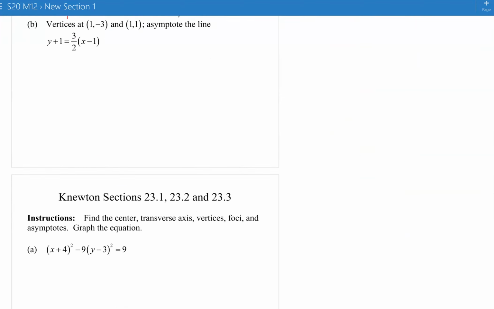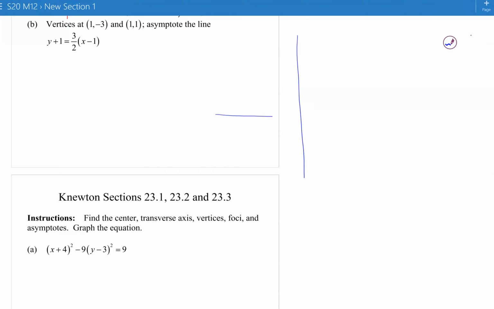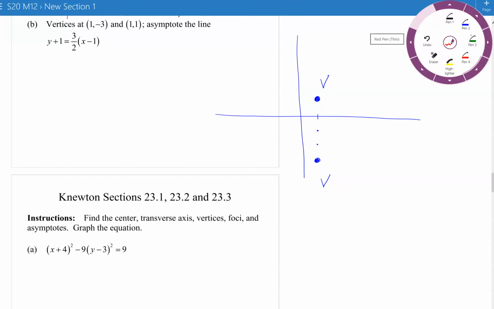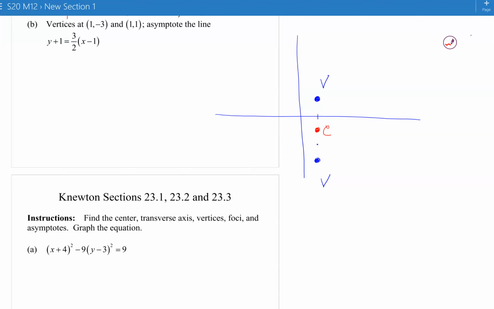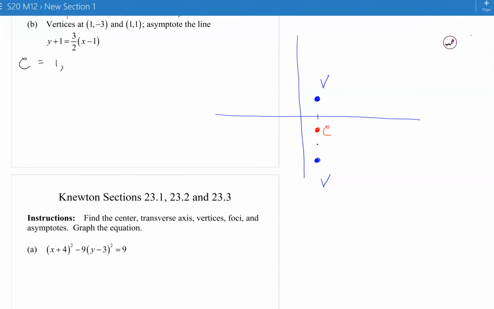Okay, so let's look at this one. This one's quite a bit trickier. So we have vertices at 1, -3, and 1, 1. So this is a vertex and a vertex. So we know that the center has to be midway in between because of the symmetry of the hyperbola. So we know that the center is going to be 1, -1.